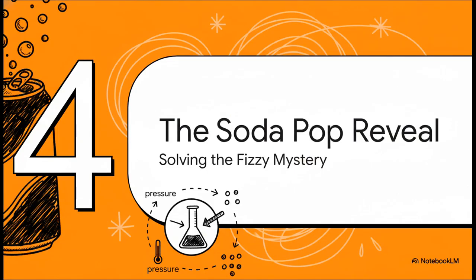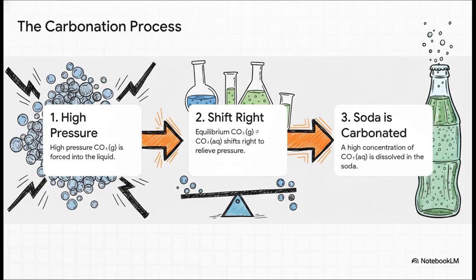Okay, we've learned the rules. We know about equilibrium. We know the 3 main ways to stress it out. Now let's put it all together and finally solve the mystery of our soda can. So here's what goes down at the factory. They take carbon dioxide gas and they force it into the liquid under crazy high pressure. This is a massive stress on the system. So following Le Châtelier's principle, the equilibrium has to shift to relieve that pressure. It shifts hard to the right, dissolving tons and tons of that CO2 gas into the liquid.